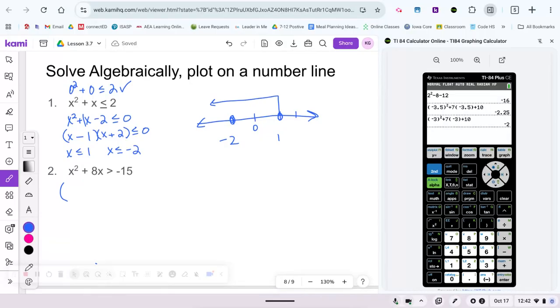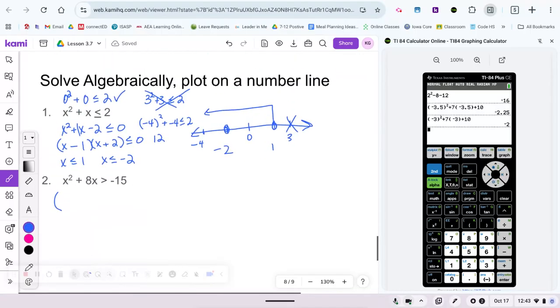I'll check a number on this side, like 3. Is 3 squared plus 3 less than or equal to 2? No. And then I'll check one number over here, like negative 4. Is negative 4 squared plus negative 4 less than or equal to 2? And that's 12, so no. So I know that on my number line, all of my answers are anything in between negative 2 and 1.